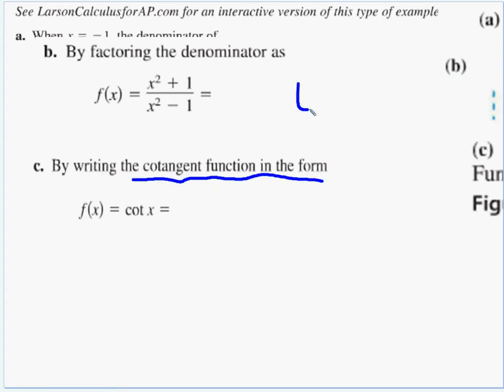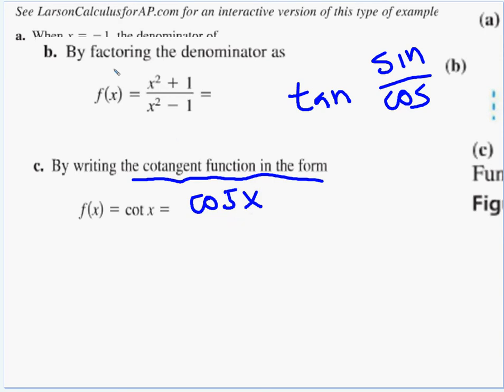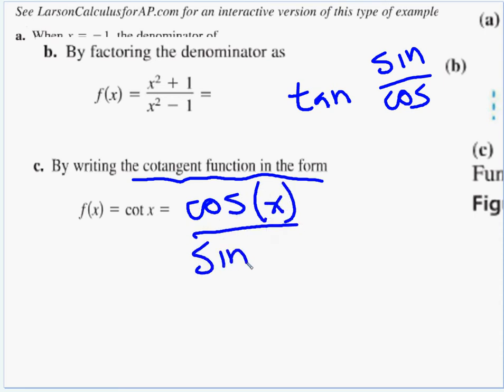Remember, tangent, if we have tan, that's sine over cos. So cotan is just the flip. That would be cos x. That's supposed to be an s. That looks like a 5 now. Cos of x divided by sine x. So again, the directions say, I believe, to determine where all the vertical asymptotes are going to lie.